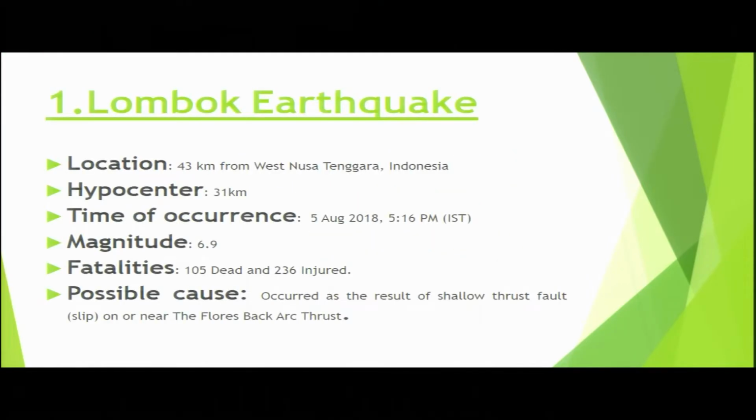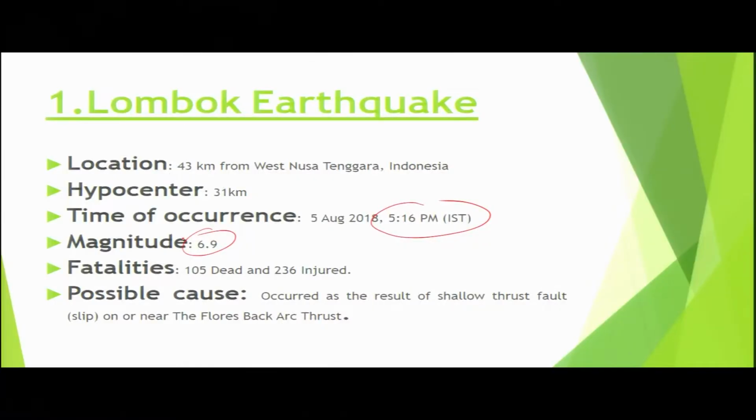As we go, the first calamity or hazard is earthquake, the Lombok earthquake, whose location is around 43 km from West Nusa Tenggara, Indonesia. The hypocenter, meaning where the earthquake originated, is around 31 km depth from the earth's surface. Time of occurrence was 5th August 2018. The magnitude of this earthquake was 6.9, which can be called a mega earthquake. The fatalities involved were around 105 dead and 236 injured.